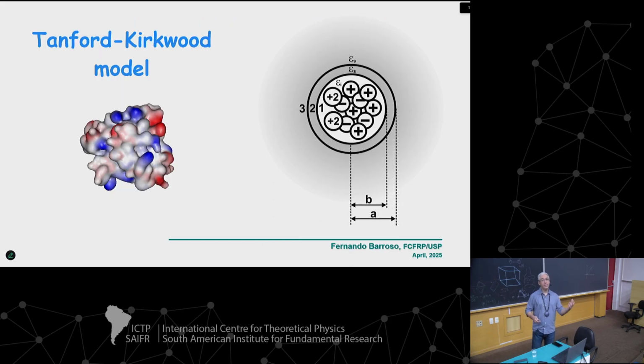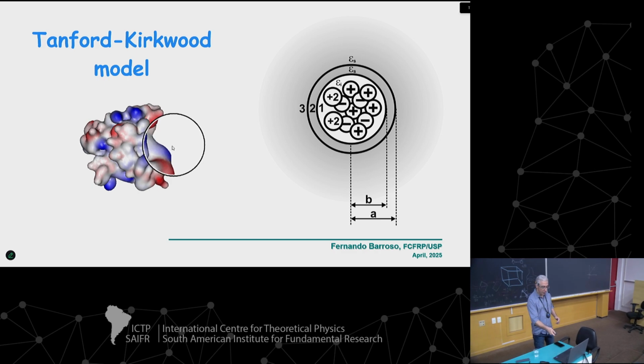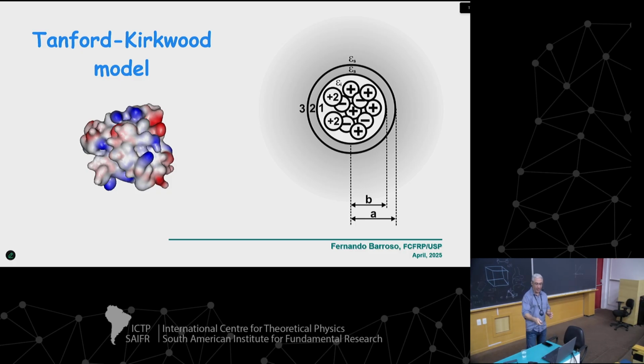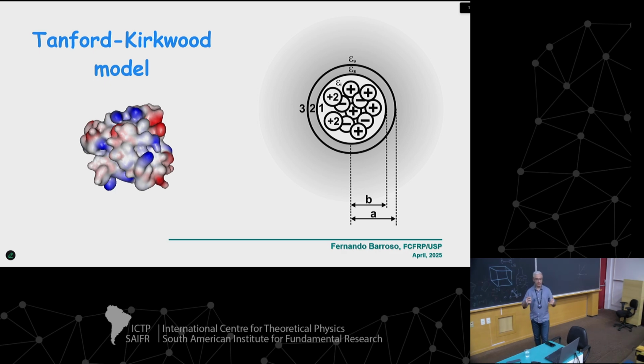One classical example of the continuum model is the Tanford-Kirkwood model. In this case, you use the crystallography data, so you keep the positions, the coordinates, of the titratable groups, and you put everything inside a spherical object where you define layers. Number one is the protein itself. Number two is up to where the solvent can come, and up to the number three here is where the ions can come. So using these parameters, you can identify different media.